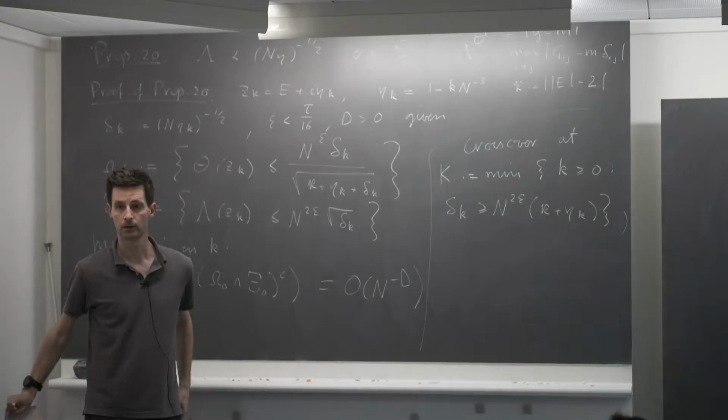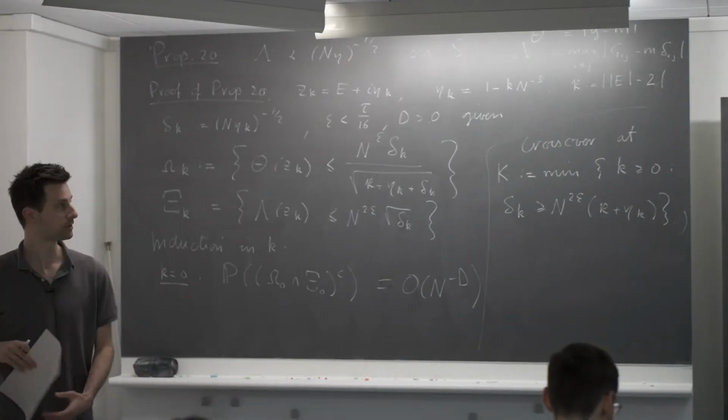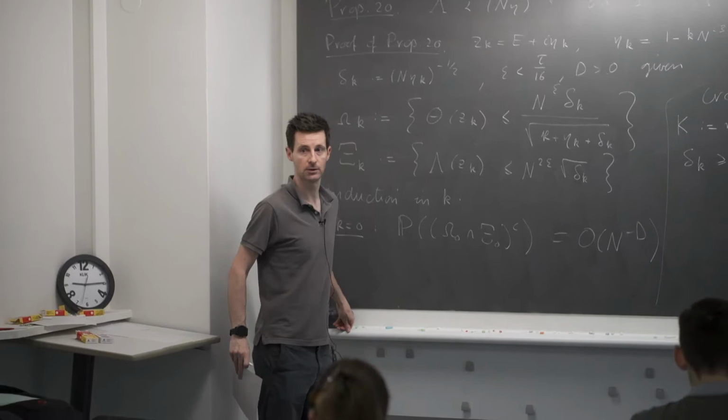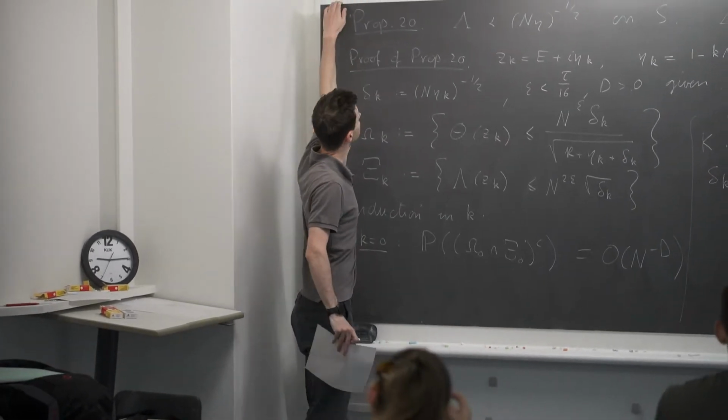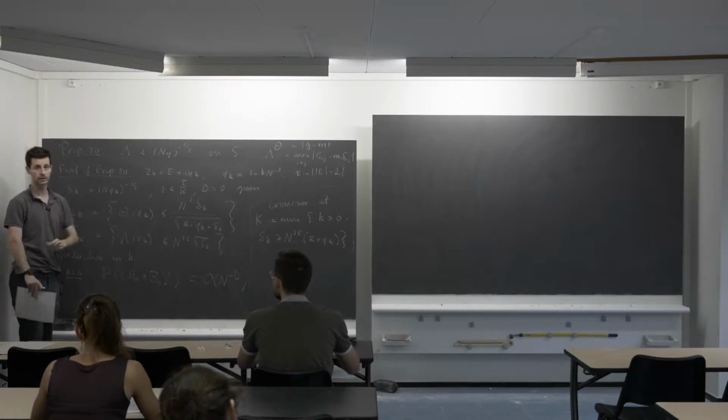Okay, so welcome to this course on random matrices. I will continue with the proof that we started last time. Before we continue, let me just recall what's going on. What are we trying to do? We are proving this Proposition 20, which is the main result of this subsection. We called it the weak local law.